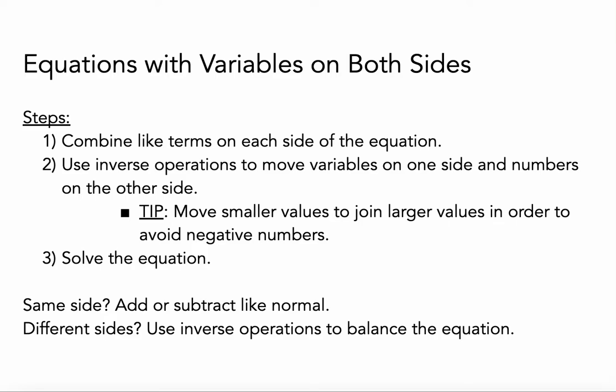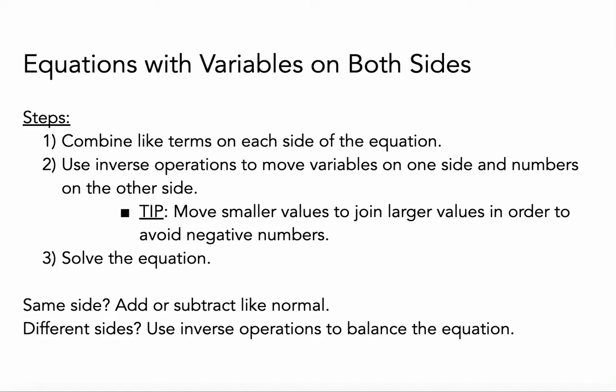The second step is to use your inverse operations to move the variables on one side of the equation and your numbers on the other side. There's no right or wrong answer here, just move them on opposite sides of the equation. I have one tip. I like to move my smaller values and join them with my larger values because I find that it helps me avoid negative numbers. And we'll talk a little bit more about that later.